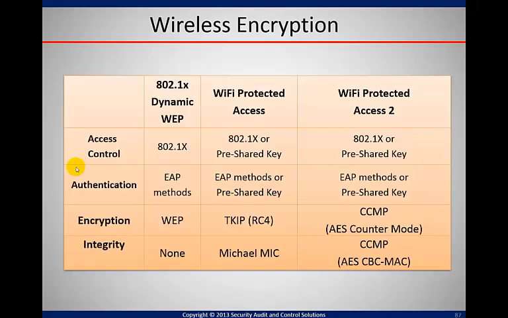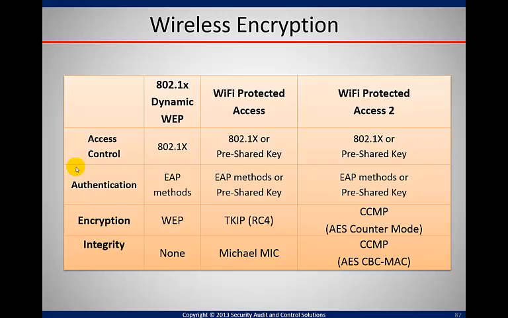better encryption. Wireless encryption, here's a little table you can go through. For example, 802.11 with WEP, we've got WPA and WPA2. Go through the access control to see what it uses. As you can see, it uses 802.1X, pre-shared key, authentication EAP or pre-shared keys.